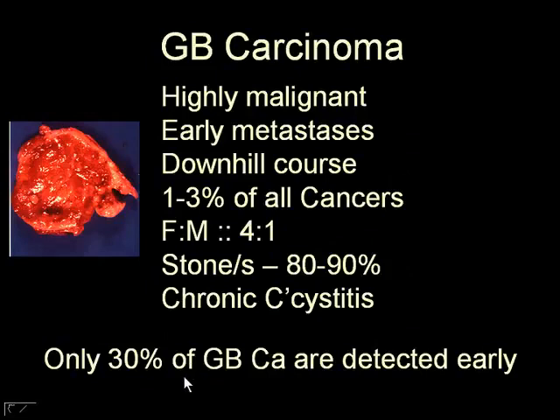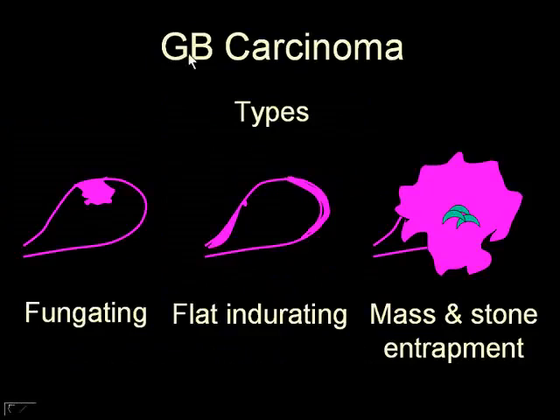Most often they present to us only after infiltration into the porta hepatis. They come with obstructive jaundice. The types are fungating type. These are very crude diagrams I just drew a few days ago, please pardon me, but they give you a good idea of what the types are. That's a fungating kind of polyp which has an irregular border there.